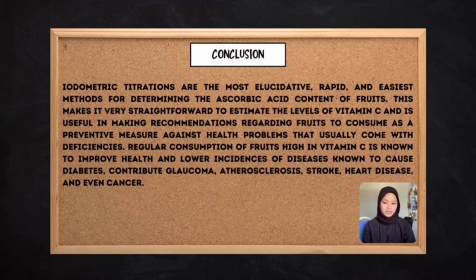Conclusion of this experiment is iodometric titration is the most elucidative, rapid, and easiest method for determining the ascorbic acid content of fruits. This makes it very straightforward to estimate the level of vitamin C and is useful in making recommendations regarding fruits to consume as a preventive measure against health problems that usually come with deficiencies. Regular consumption of fruits high in vitamin C is known to improve health and lower incidence of diseases, such as diabetes, glaucoma, atherosclerosis, stroke, heart disease, and even cancer.